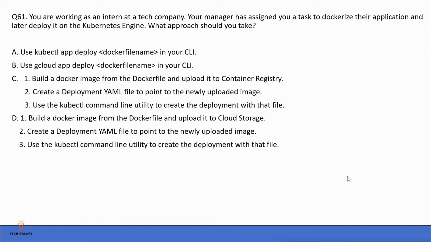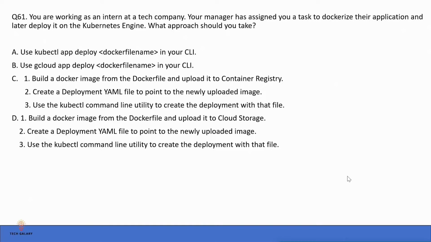Option A, use kubectl app deploy Docker file name in your CLI. This option is not correct because before executing this kubectl command to deploy on GKE, first we need to push the image to the container registry. So this option is not correct. Option B, use gcloud app deploy followed by the Docker file name in your CLI. This command itself is wrong. We cannot use this gcloud command to deploy to GKE. We have to make use of the kubectl command. This command itself is not correct.